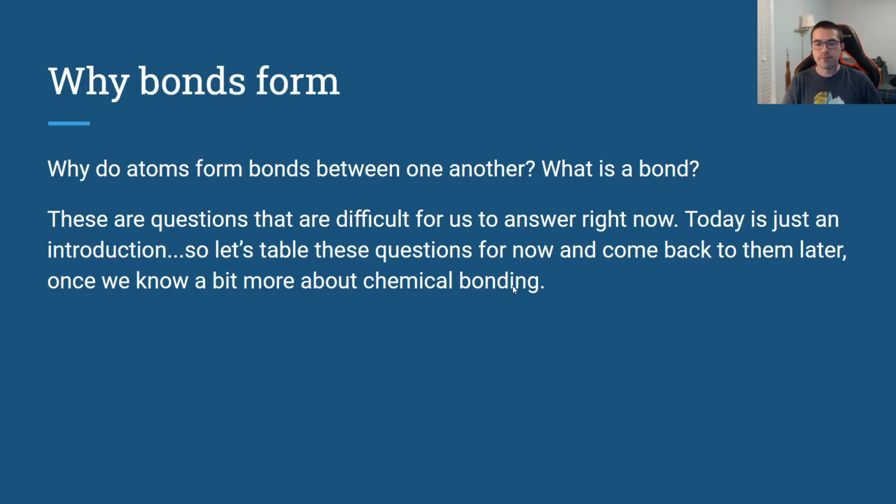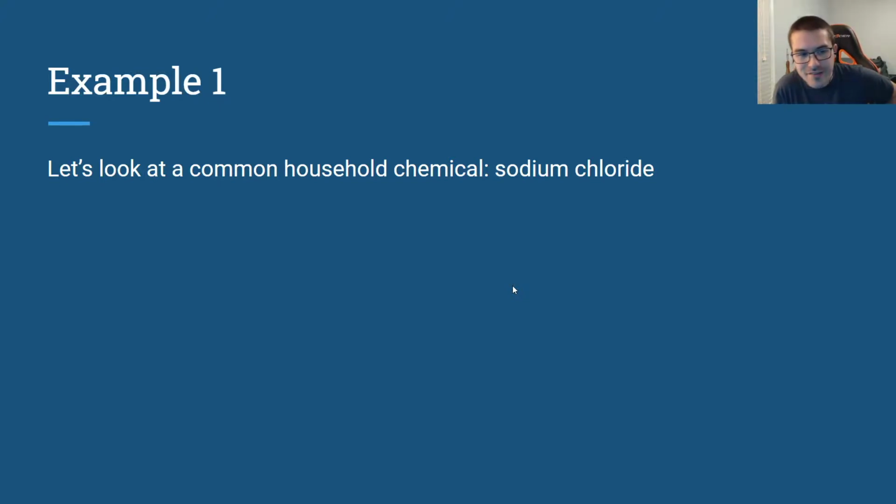All right, so let's look at an example. This is one of my favorite chemicals. This is sodium chloride, and this is a compound, right? I think you guys would be able to recognize that. Sodium chloride is made of sodium and chlorine. And let me tell you a little bit of a story.